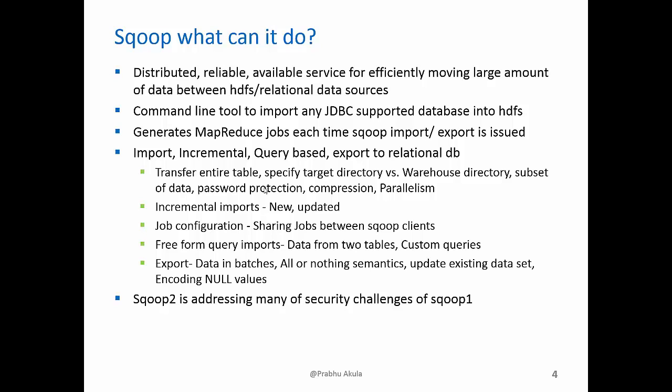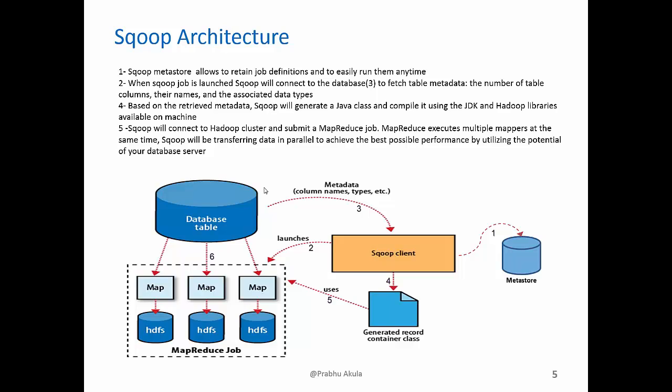Sqoop, what it is, what we can do with it. As we see here, it's a distributed and reliable service for efficiently moving large amounts of data across HDFS and relational data sources. It has many capabilities to import and export data. Just like any ETL tool, we can do incremental updates or incremental loading of the data, joins, those kinds of things. Having said that, let's look at Sqoop architecture.